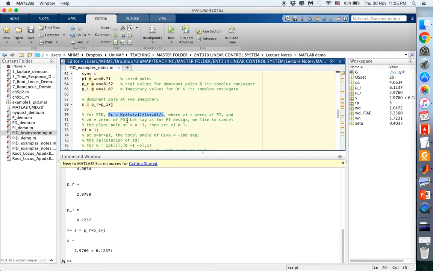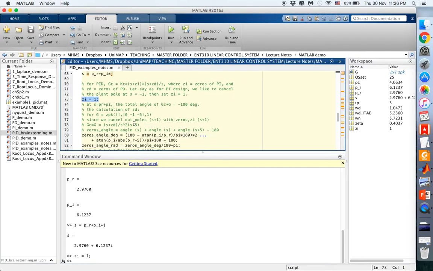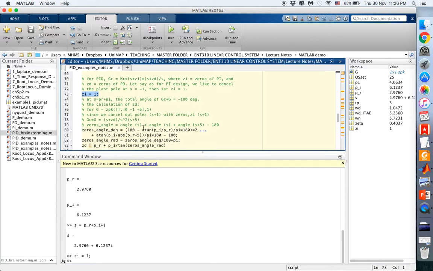Let's say we want to design the PI part. We would like to cancel the plant pole at s equals -1, so we set Zi equals 1, and they will cancel out each other. Next we find the zero angle required to make sure the dominant poles are on the root locus.